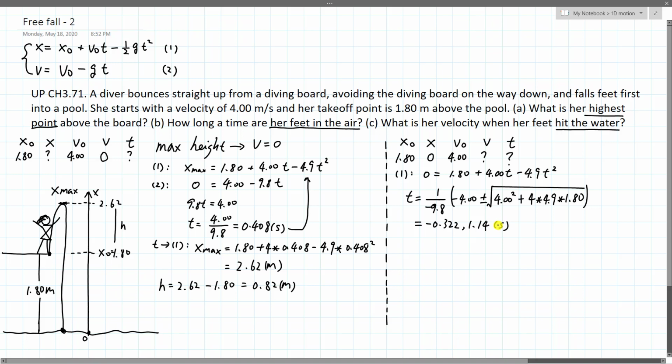Okay, so two separate times, and we know this has to be the positive time. She has to jump up, and she spent this much time in the air before her feet hit the water. So it has to happen after she jumped off, not before she jumped off. That would be ridiculous, right? Okay, so let's keep this and we'll toss that.